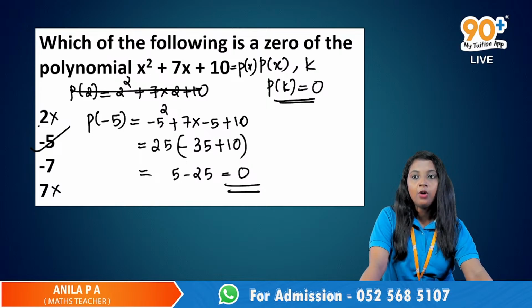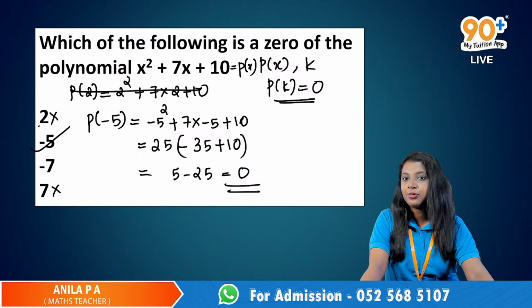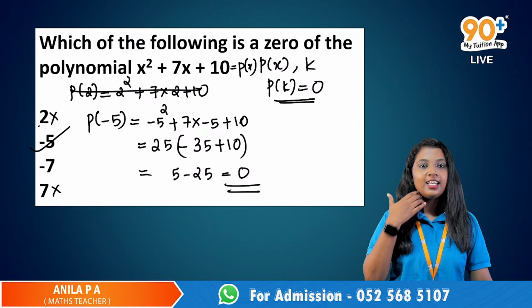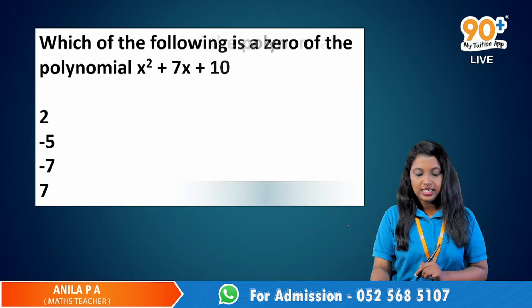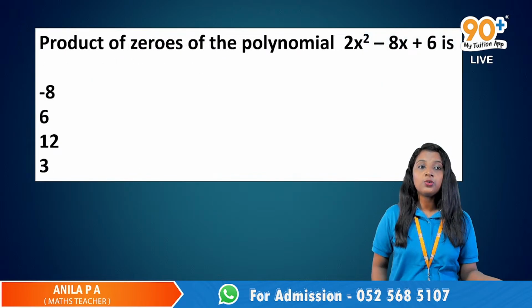Okay, negative 5. How many of you got this negative 5 as the correct answer? Many of you. Okay, good. Negative 5 is the correct answer. Now the next question is product of zeros of the polynomial.